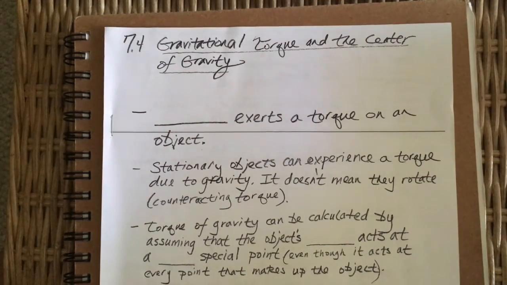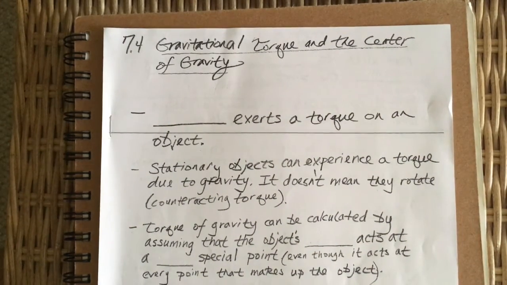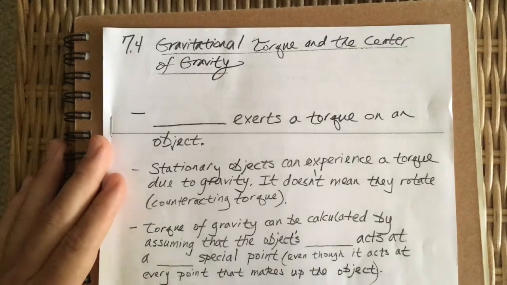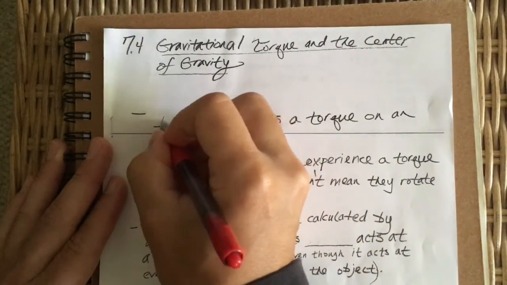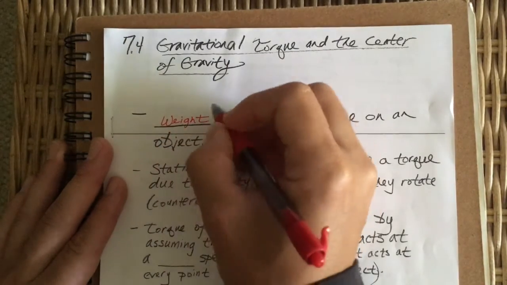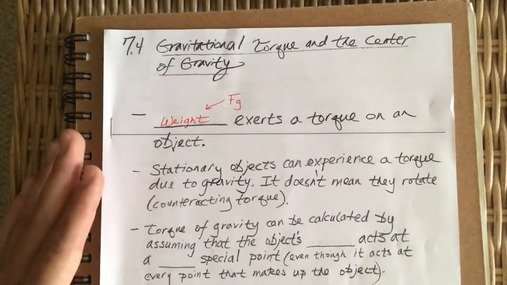So for this next video, I want to look at section 7.4 and gravitational torque due to an object's weight. And weight exerts a torque on an object. So let's go ahead and jot that in. When we're talking about weight, we mean the force of gravity, right? We mean Fg.